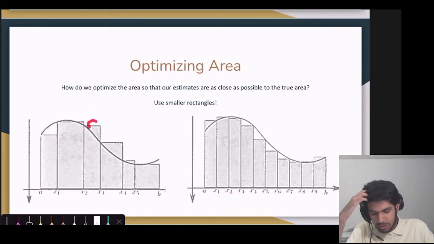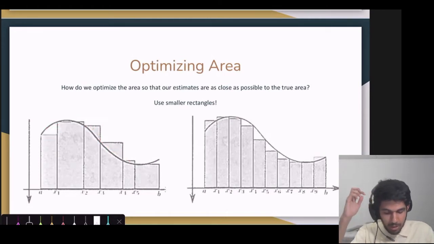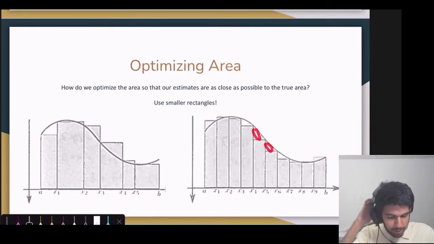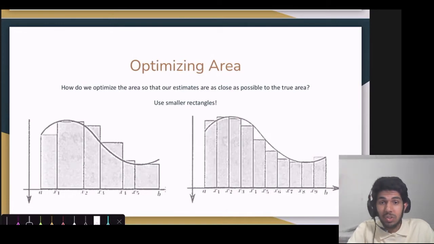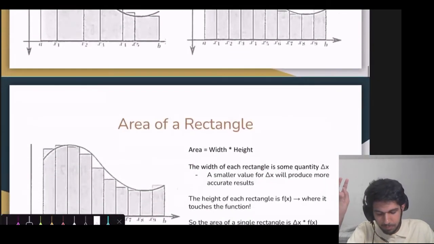So we can see here there's a lot of things going over the curve that we just don't want, or we're missing out on other areas. But if we use a bunch of smaller rectangles, then the stuff that goes over the curve is much less. And yeah, we're still missing out on areas, but they're much smaller areas. And if we made the rectangles even smaller, that would be a better approximation. So that's the general technique that we're going to use: smaller rectangles.